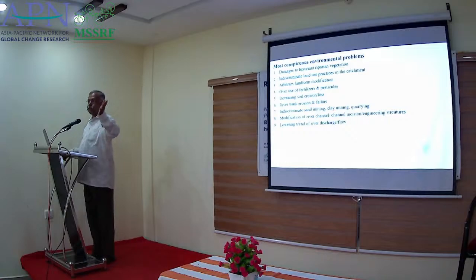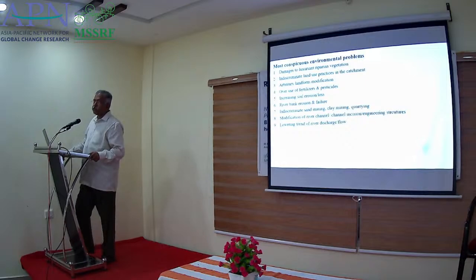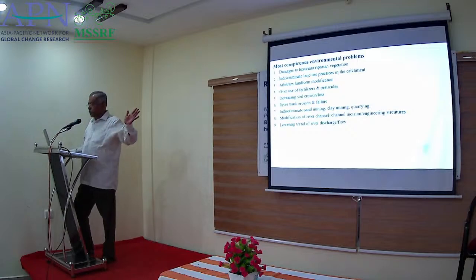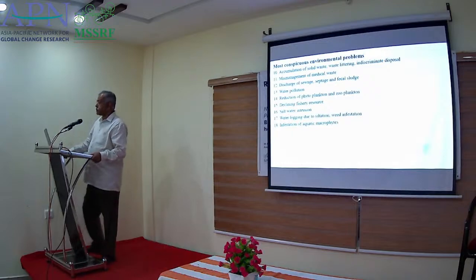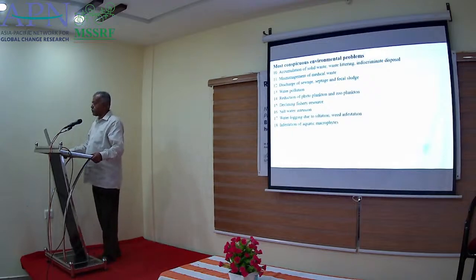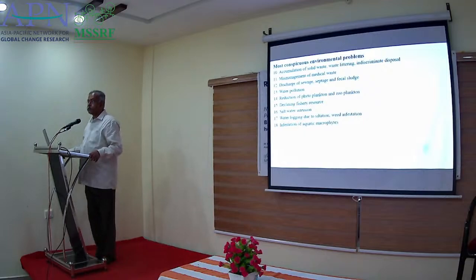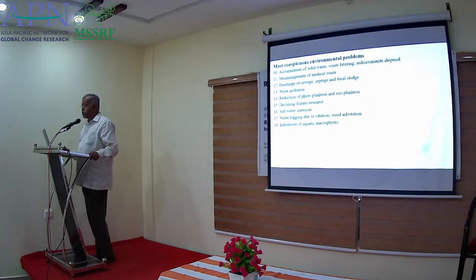Yesterday you were taken to some place where you found that earlier the river was flowing in that way, and now it has started flowing this way. So that sort of modification of the river channel takes place. It may be due to natural reasons as well as man-made reasons. Then the lowering trend of river discharge flow. I showed you a graph which shows the lowering trend. And accumulation of solid waste, littering, indiscriminate disposal, mismanagement of medical waste, discharge of sewage, septage and fecal sludge, due to which water pollution takes place.